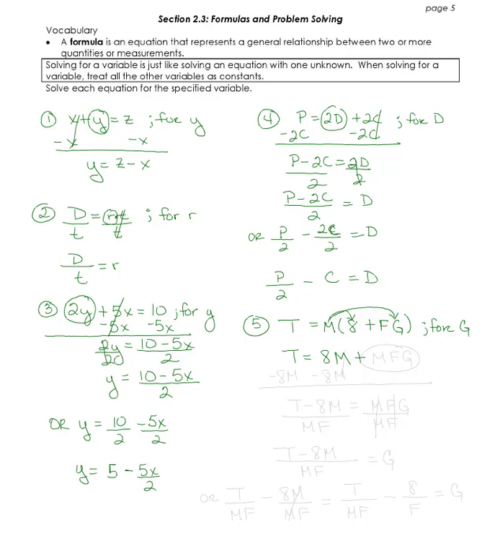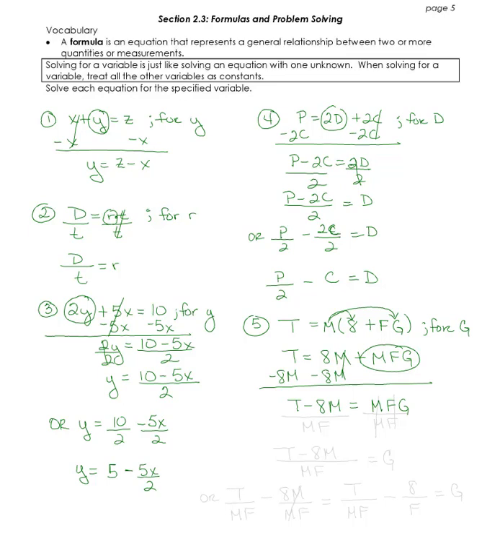Plus m times fg, so we have mfg. Parentheses are gone. This looks similar to the last example we just completed. We're going to circle the mfg because I don't want to work with that just yet, so we're going to subtract 8m to both sides. T minus 8m is equal to mfg.